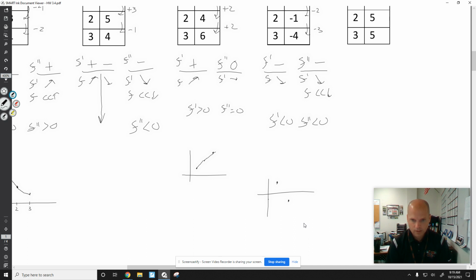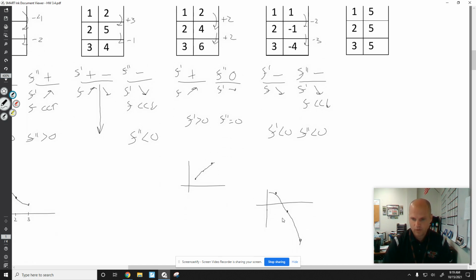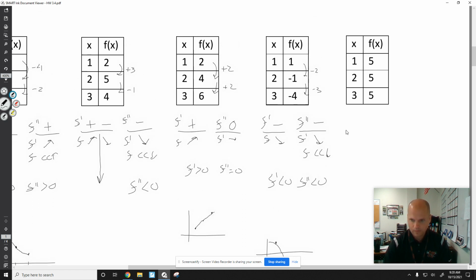It's tough to see, but it is decreasing concave down. Maybe it's tougher to see them than I think it is, so it's actually easier to just go off of the changes.